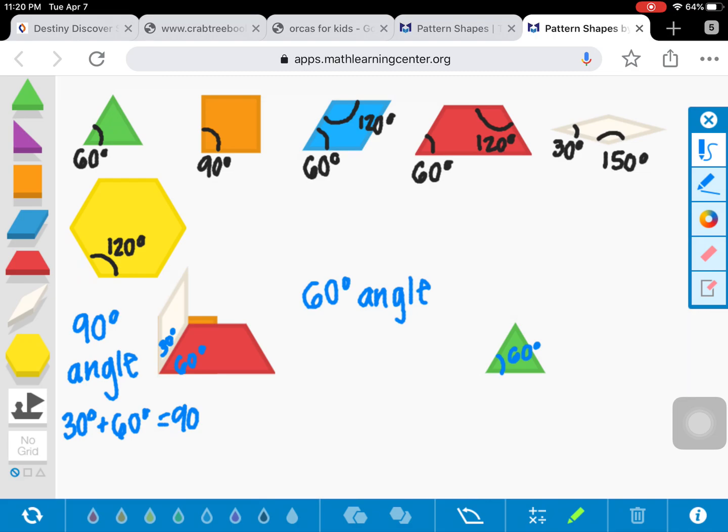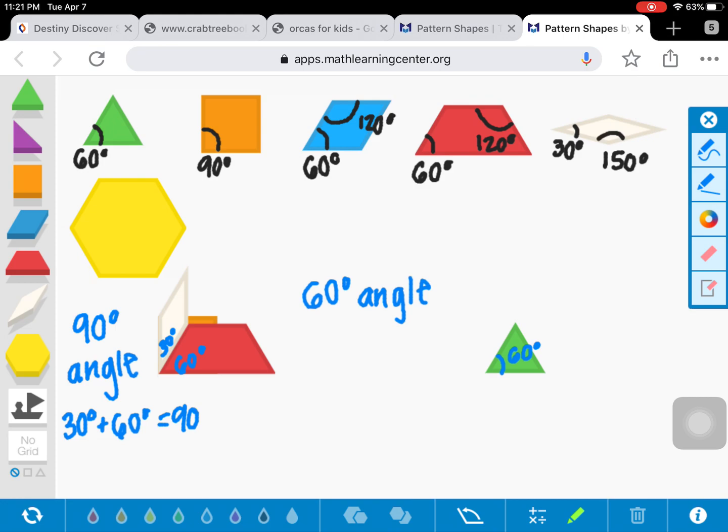So I can try and build it with one pattern block like the trapezoid and bring that down because I remember those were equal, and that works out perfectly. But that's just 60 degrees still. I'm not adding any angles together to make a new angle. So I'm going to go ahead and erase that trapezoid.